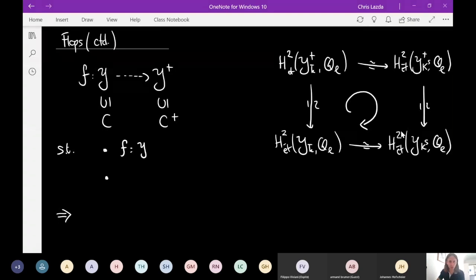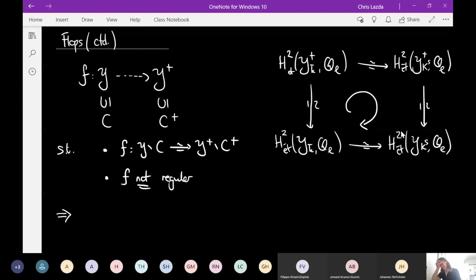So I'm going to end up with this Y plus, which is going to be another smooth model for X_L. It's going to contain a -2 curve C plus, and this map is going to be an isomorphism once I remove these two -2 curves, but it's not going to be an isomorphism. It's going to be a genuine honest birational map. It's not going to be regular. So on a very basic level, what you're doing is taking out the curve C and gluing it in with some sort of opposite orientation in some sense.